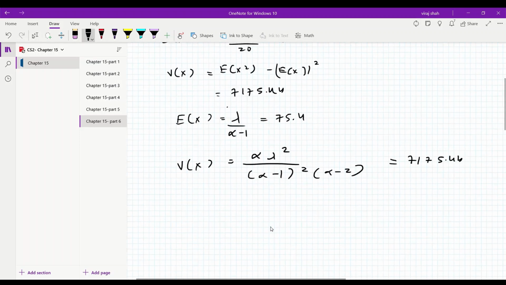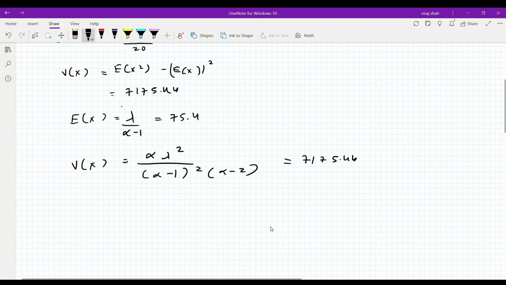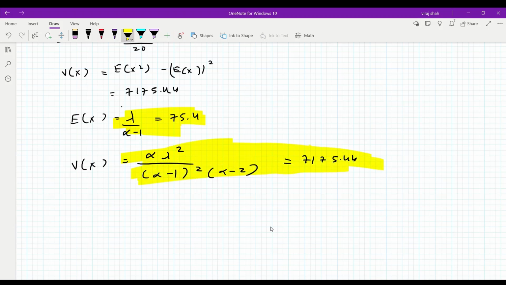Which is equal to 7175.44. Then just use these two equations to solve simultaneously and you will get your answer. Let me just write down the answer for you. I hope this simultaneous equation solving would be easy for you. Your alpha would come as 9.630 and lambda would come as 650.7.